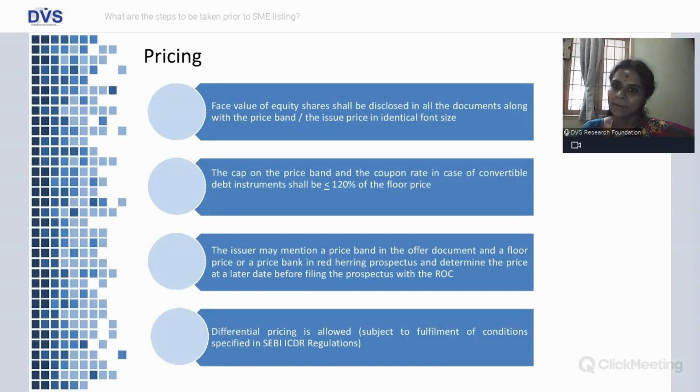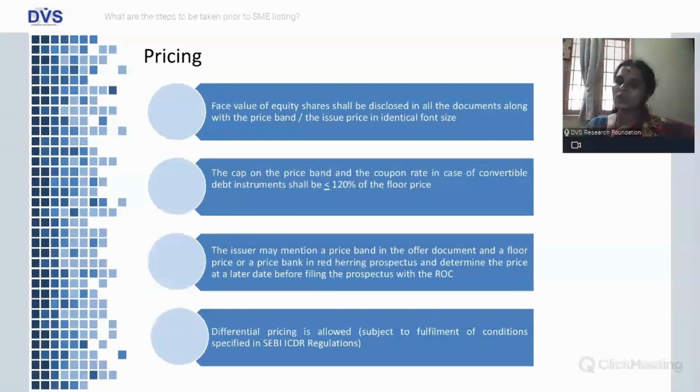Next comes your pricing mandate. Face value shall be disclosed in all the documents with the price band and the issue price in identical font size, which is more a specification. The pricing, along with the cap, the ceiling limit in case of convertible securities, are all as prescribed in Regulations 248 to 251. So the cap of the price band and the coupon rate in case of convertible debt instruments shall be equal to or not less than 120% of the floor price.